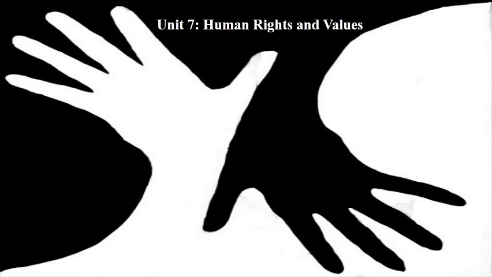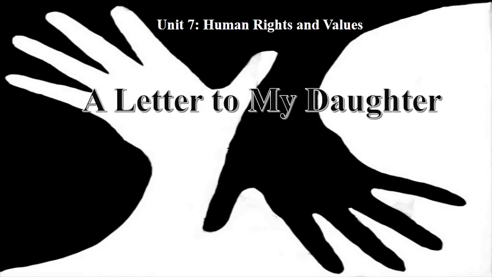Unit 7, Human Rights and Values. The title of our lesson is A Letter to My Daughter by Lisa Delpit. In this lesson, a mother sends a letter to her daughter, and the mother talks about the pain that she went through confronting or facing racism.